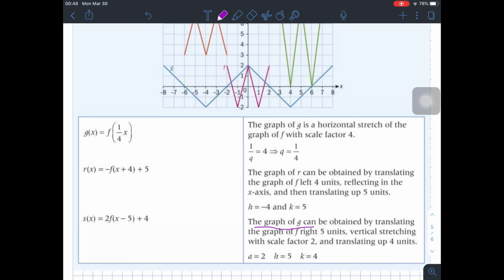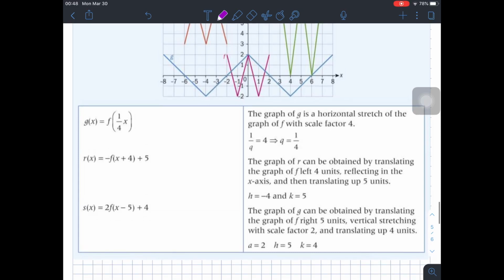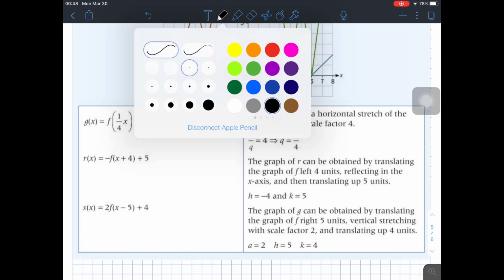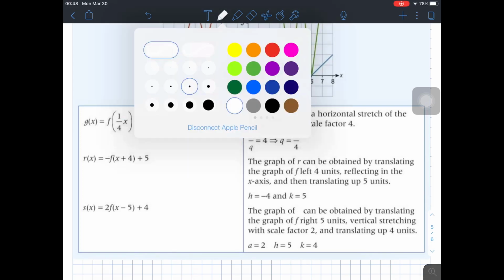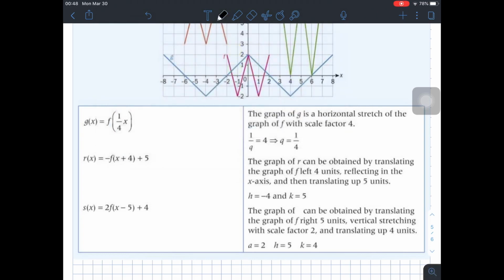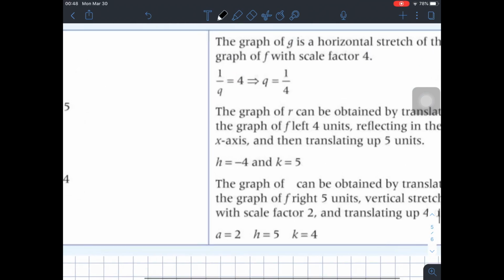And it says, the graph of g can be obtained, no, the graph of s should actually say here. It should be an s. Let's make a little change here. The graph of s.